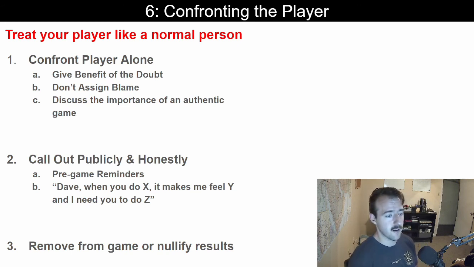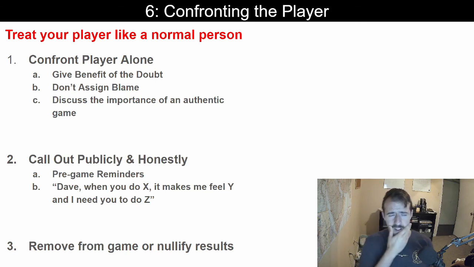Talk with the other players, and eventually confront the player and say that you want to DM one way and they want to play a different way, and those two ways don't necessarily meet. And you think they'd be better off playing with another DM who wants to run the type of game that they want to play.